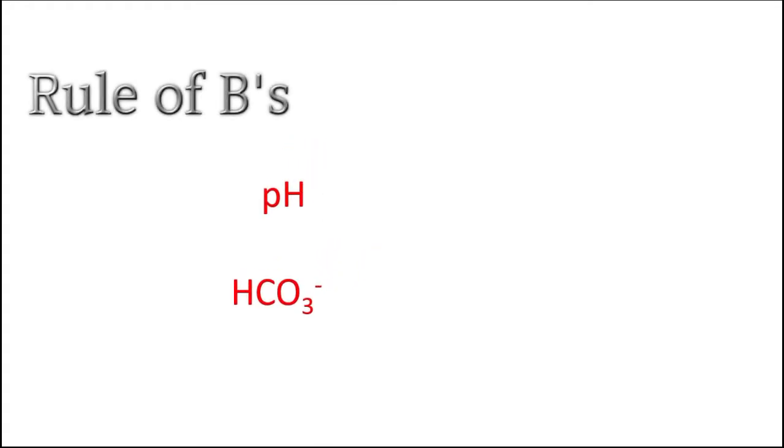One basic concept we need to understand is the rule of Bs. According to the rule of Bs, if pH and bicarbonate are moving in the same direction, that is, if pH and bicarbonate are both high or both low, then the cause for the acid-base imbalance is metabolic. Similarly, if pH and bicarbonate are moving in opposite directions, the cause for the acid-base imbalance is respiratory.